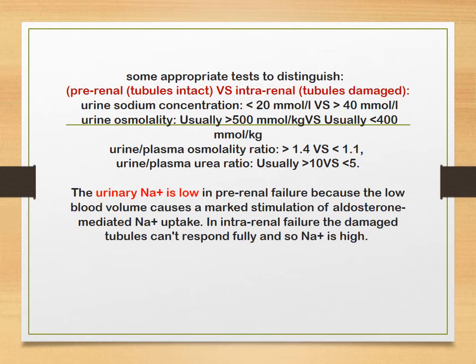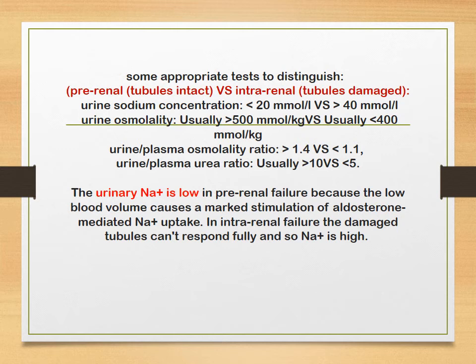Some appropriate tests distinguish between pre-renal and intrarenal. Urine sodium concentration: usually in pre-renal it is normal, less than 20. In renal it is more than 40. Why? Because in pre-renal there is normal tubular structure and function, and all of the sodium will be retained along with water by aldosterone, as mentioned. While in intrinsic there is tubular damage, so sodium will not be retained by aldosterone through normal reabsorption, resulting in excretion of a large amount in the urine.